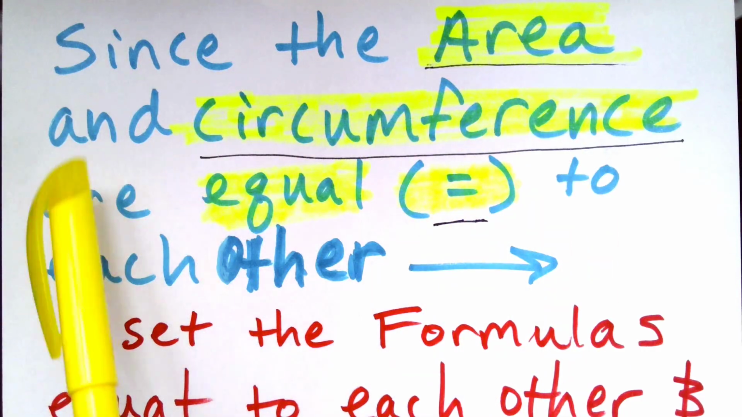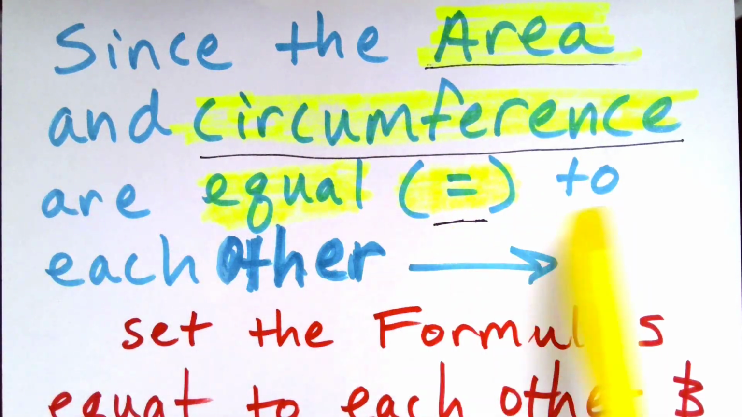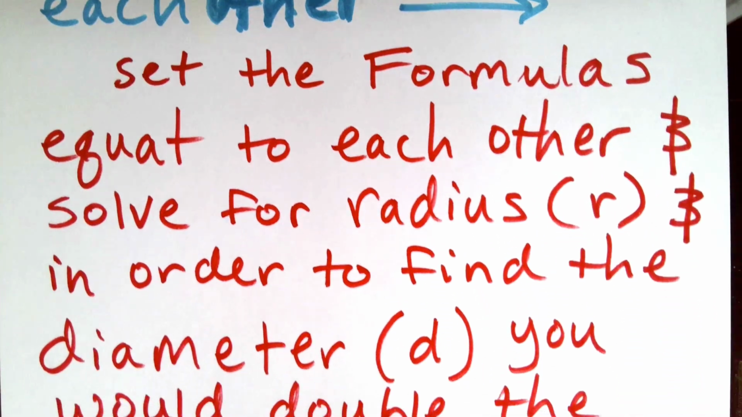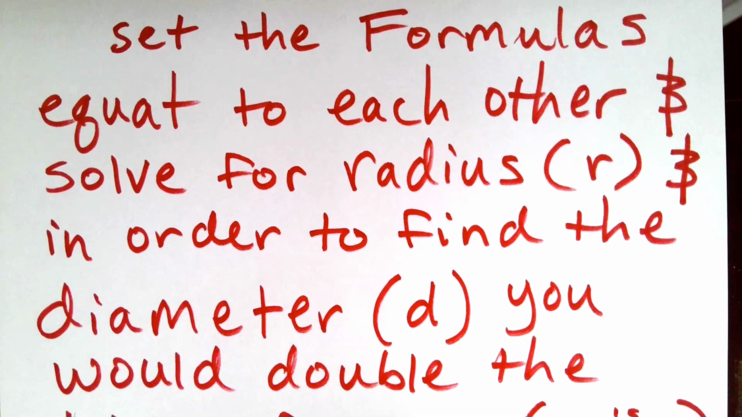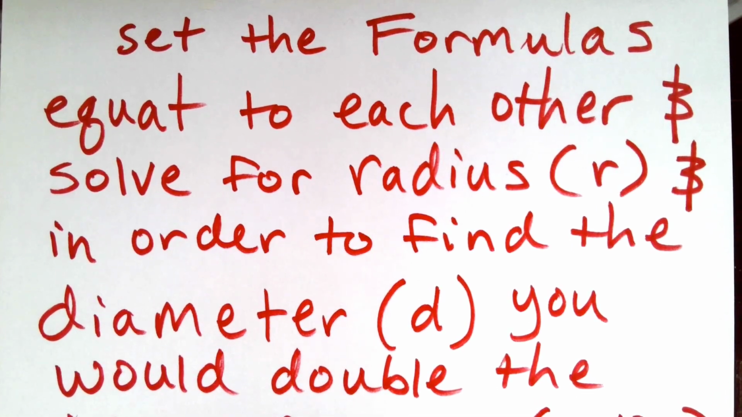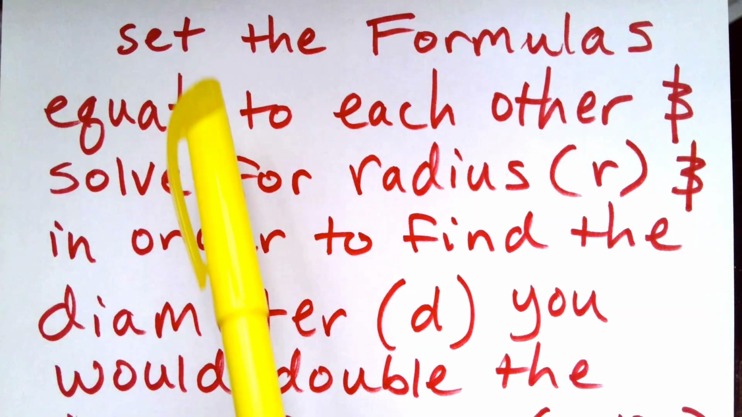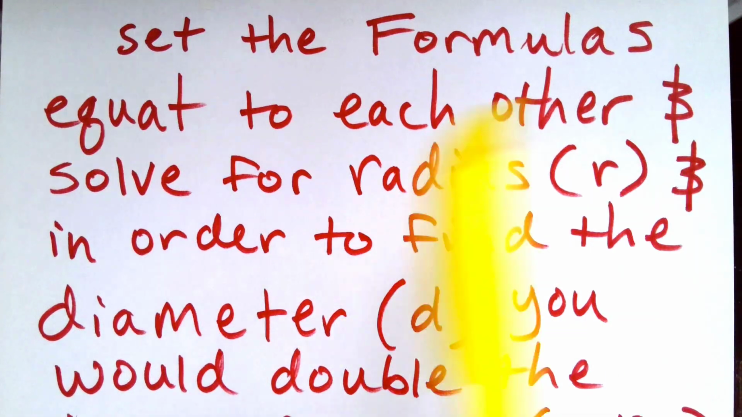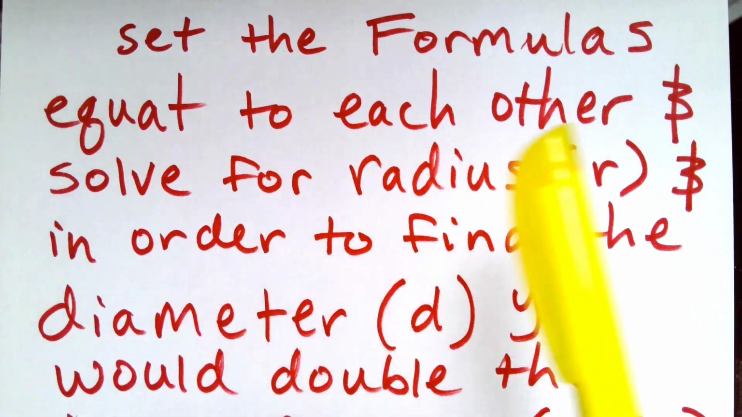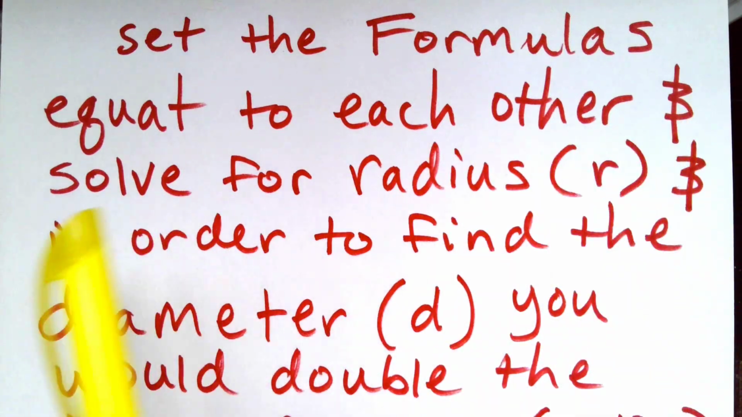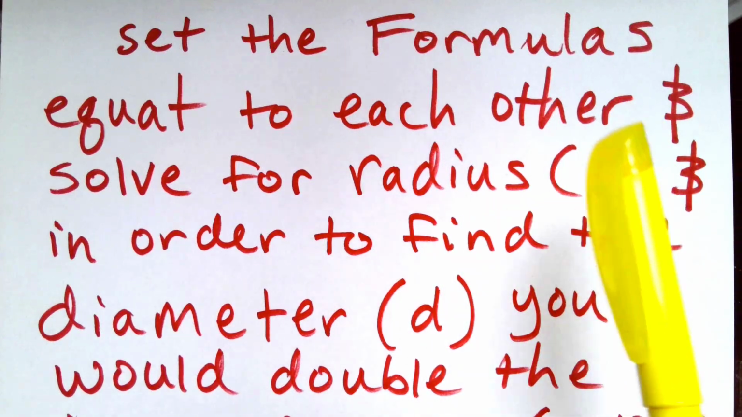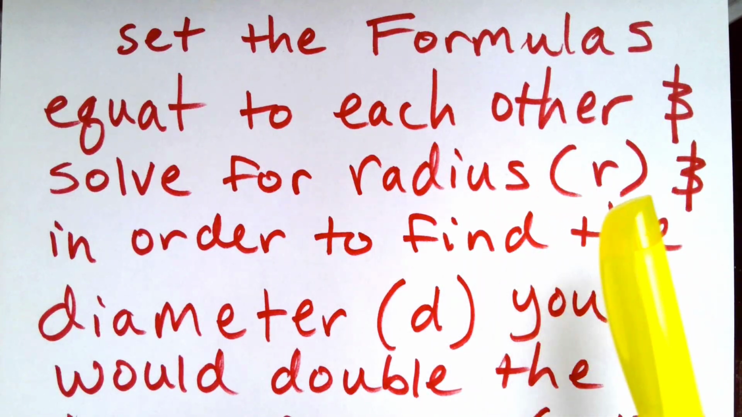Okay, so since the area and the circumference are set equal to each other, there's a few things that you need to know and understand. And so when you set the formulas equal, this T should be an L. That's a language mistake, not a math mistake. So set the formulas equal to each other. And when you solve, you're going to solve for R, right? You're going to solve for R in the formulas.